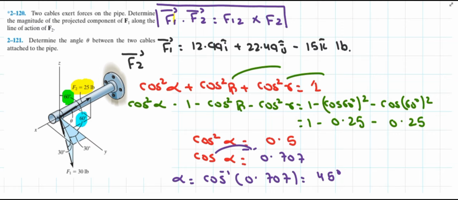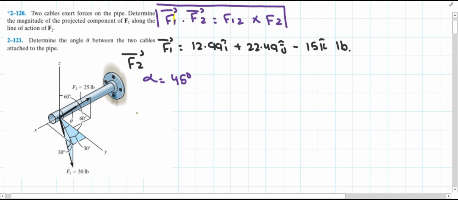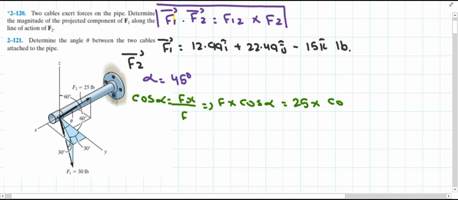Now let me erase some extra things from here, and I insist you write down this stuff in your notes. The direction cosine formula is cos alpha equal to Fx upon F. So Fx is equal to F into cos alpha. We know the value of F according to the question, it is 25, and the value of alpha we already found is 45 degrees. So 25 into cos 45 degrees gives us a result of 17.67 pounds. This is the value of Fx.